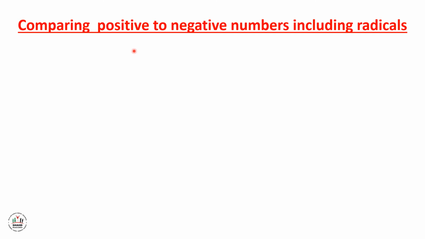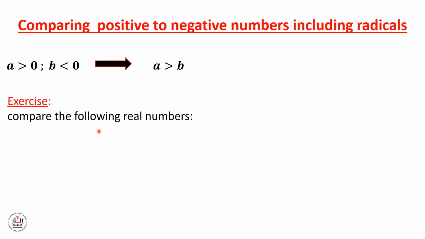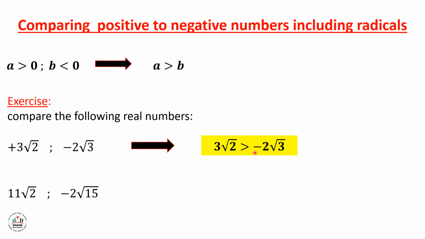Finally, we will learn how to compare positive to negative real numbers including radicals. If a greater than 0 and b less than 0, then we can write directly a greater than b, because a is positive and b is negative. Let's solve an exercise. Compare the following real numbers, plus 3 radical 2 and minus 2 radical 3. We can write directly 3 radical 2 greater than minus 2 radical 3.